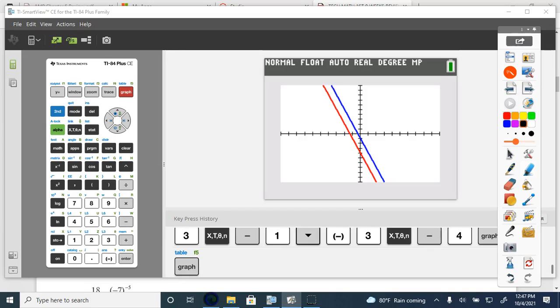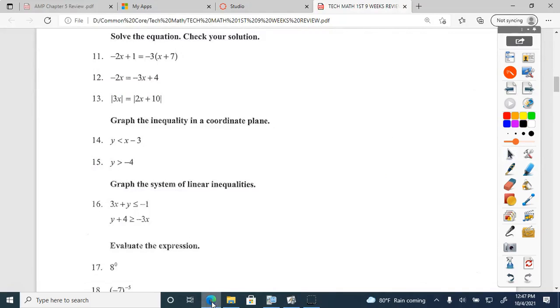Where'd it go? Come on. Oh, I'm still highlighting. Here we go.